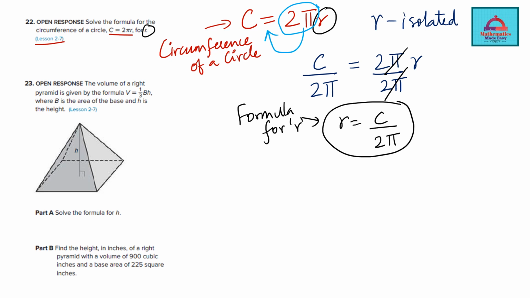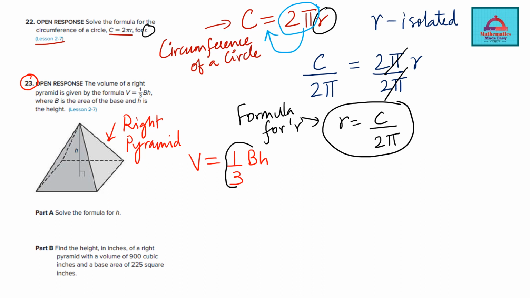Let's also do question 23. This will be the last question for today's video where the formula V equal to 1 by 3 BH is given. V is the volume of this right pyramid that you see here. This solid is called right pyramid. It's just similar to the pyramids that you see in Egypt. So you have to find the value of h here. You have to solve this formula for h. That means all of this thing you are going to move to the other side. You're going to remove and isolate your h.